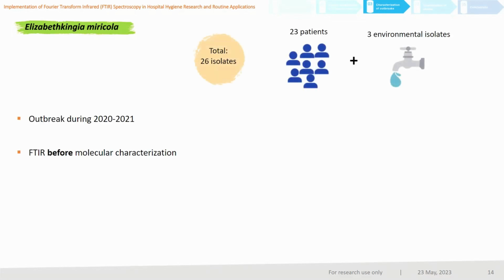The next outbreak I will present was caused by Elizabethkingia miricola, which is an uncommon microorganism. Usually we detect a small number of isolates of this species each year, and during this 2-year period we detected up to 23 patients infected with Elizabethkingia.